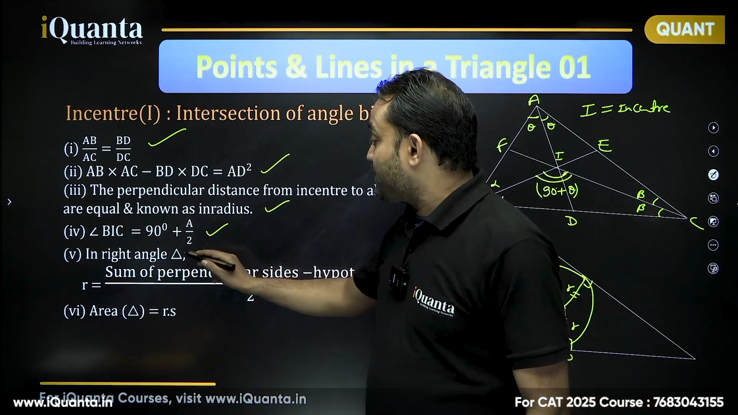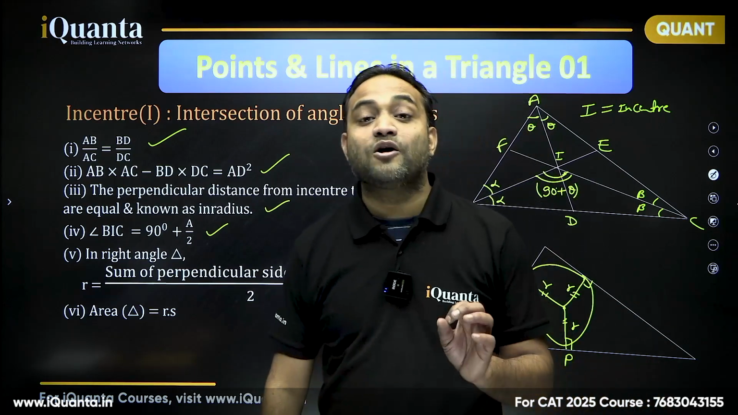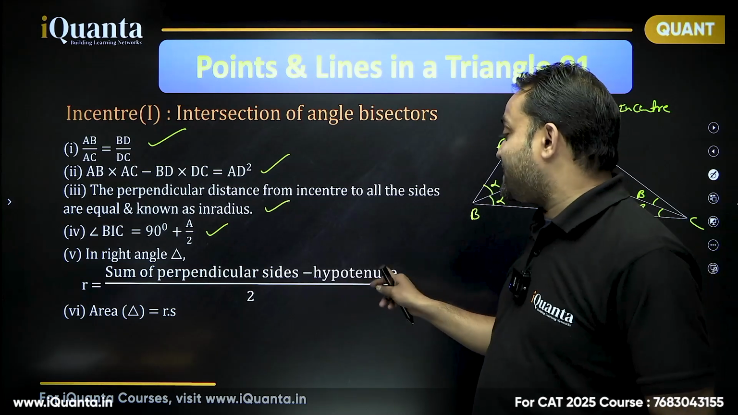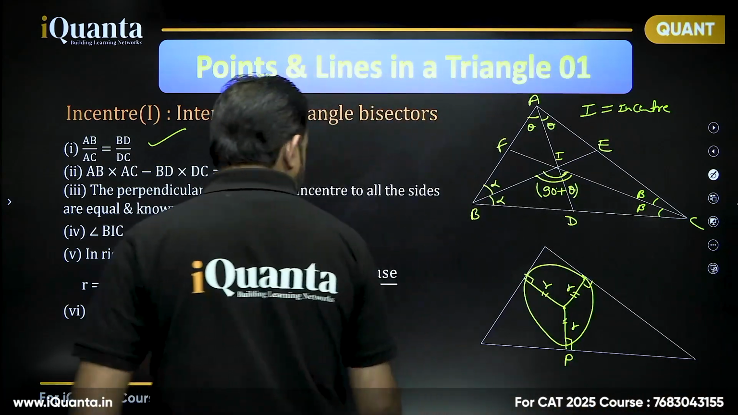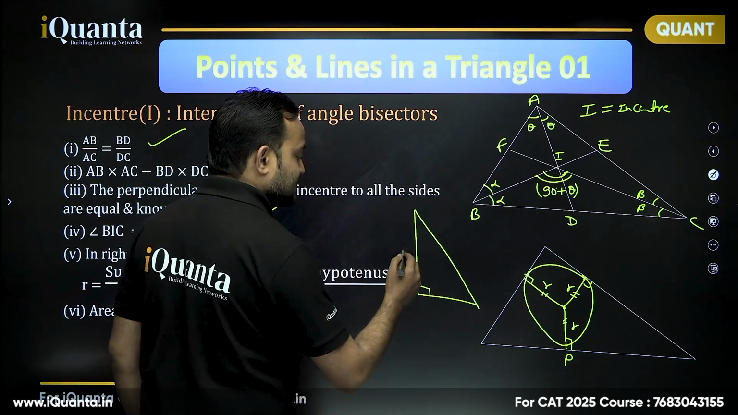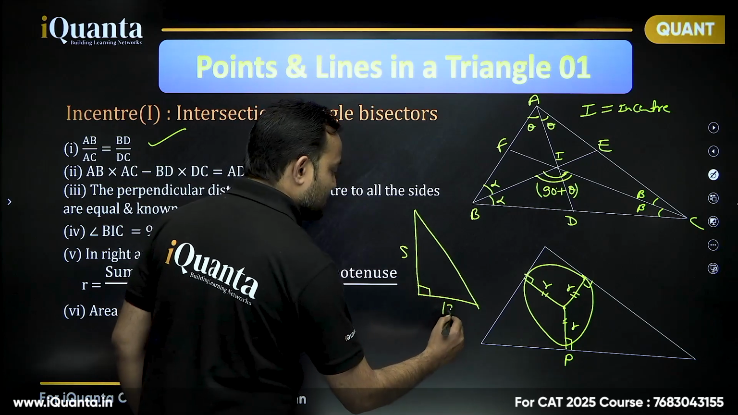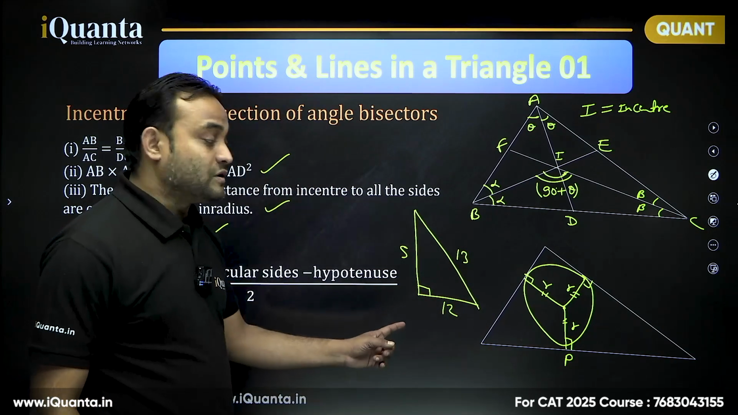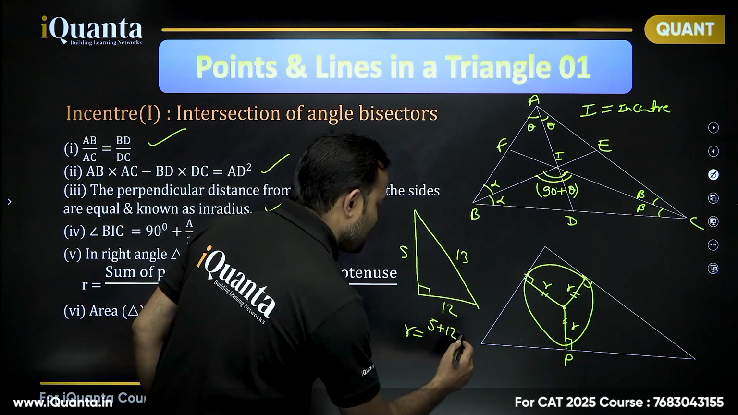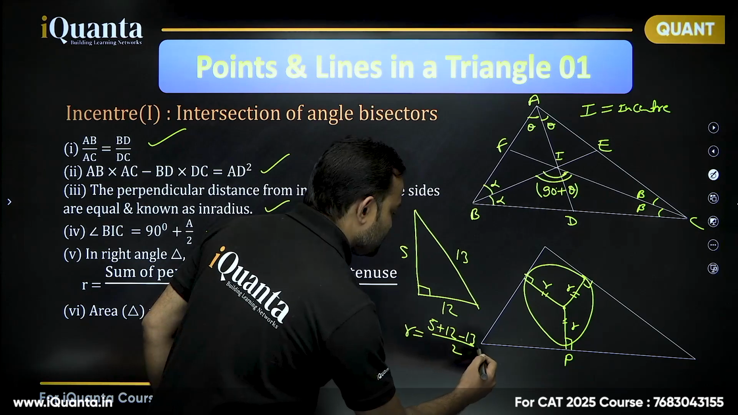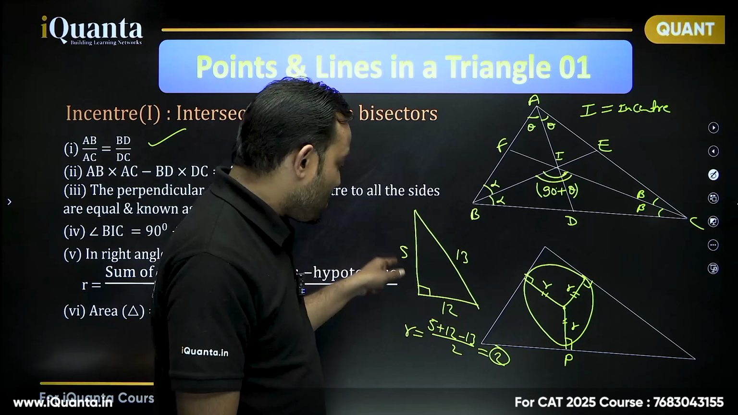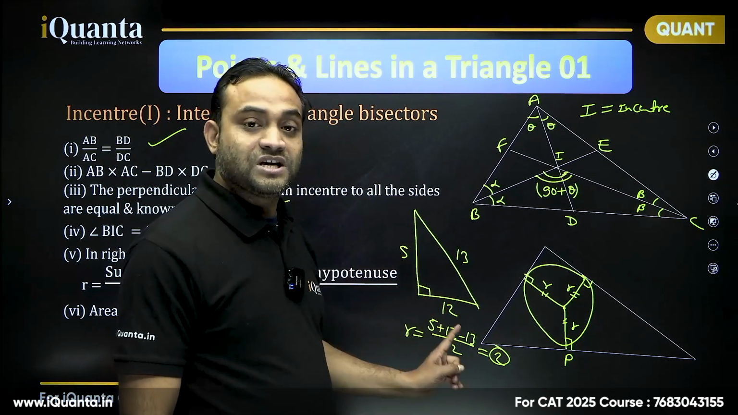Then comes the fifth point, which says in right angle triangle, how do you find length of inradius? This is nothing but sum of perpendicular sides minus hypotenuse divided by 2. So let's say if we have a right angle triangle, something like this. Okay, let's say this is 5, this is 12 and this is 13. Then what will be inradius of this triangle? We can say this will be 5 plus 12 minus 13 by 2. So 17 minus 13 is 4 by 2 is 2. The length of inradius of this triangle will be 2. This is how you can find.